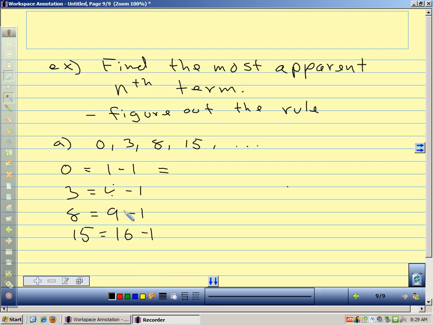So we need to relate these somehow to the numbers 1, 2, 3, and this takes a little pattern recognition. As you do it more, you'll get a little bit better at it. I said that this is 1 squared minus 1, 2 squared minus 1, 3 squared minus 1, 4 squared minus 1. I just recognized that 1, 4, 9, and 16 were the squares of 1, 2, 3, and 4. So my nth term equals n squared minus 1.